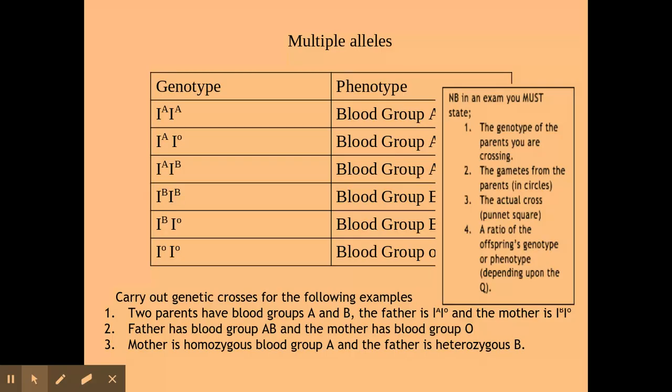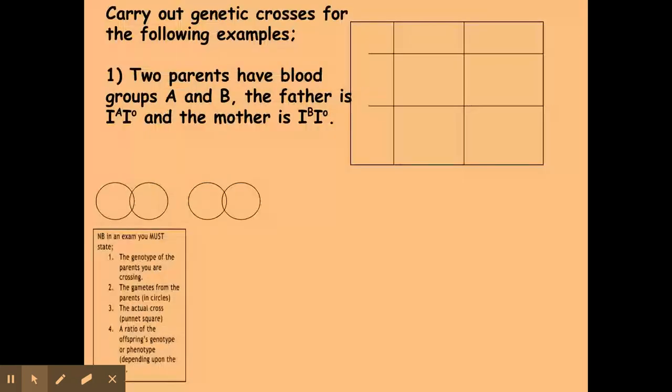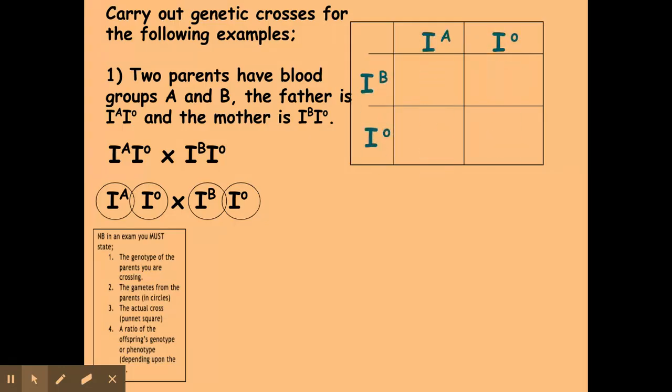So in the first question, it's very generous here, and it gives us the genotype of the parents. The next thing that I need to figure out are the possible gametes that could be produced from these genotypes. So there they are, and they're in circles to show the examiner that I know these are the gametes produced. I then put those gametes into the Punnett square and complete the cross.